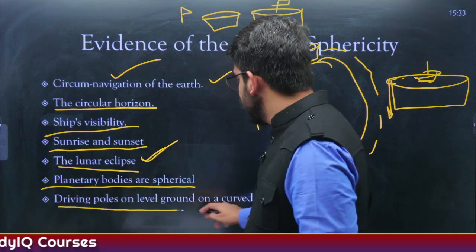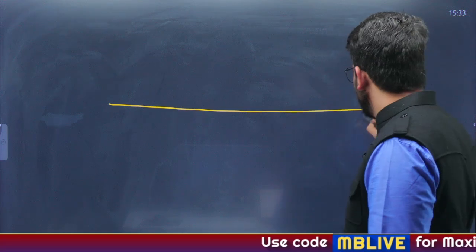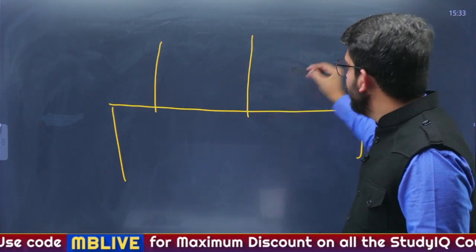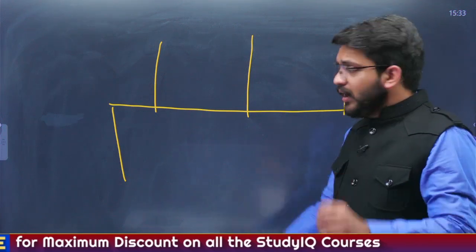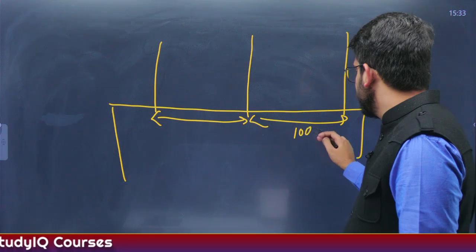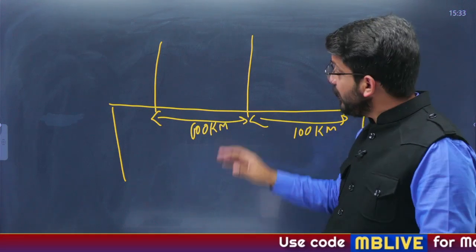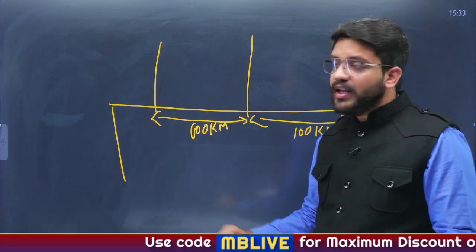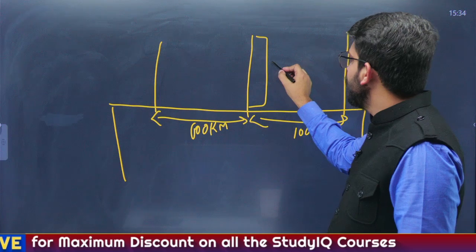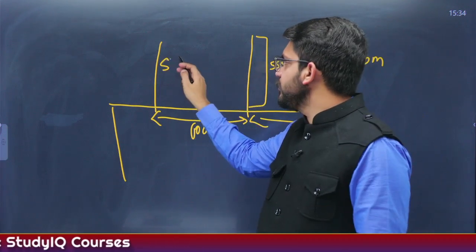Next is driving poles on level ground on the curved Earth. What does it mean? It means this is pole A, this is pole B, this is pole C. Take the distance approximately 100 kilometers. Three poles are standing of the same height. If the Earth's surface is flat, then you will see the height is the same. Like if this is 50 meters, you will find this is also 50 meters, this is also 50 meters.